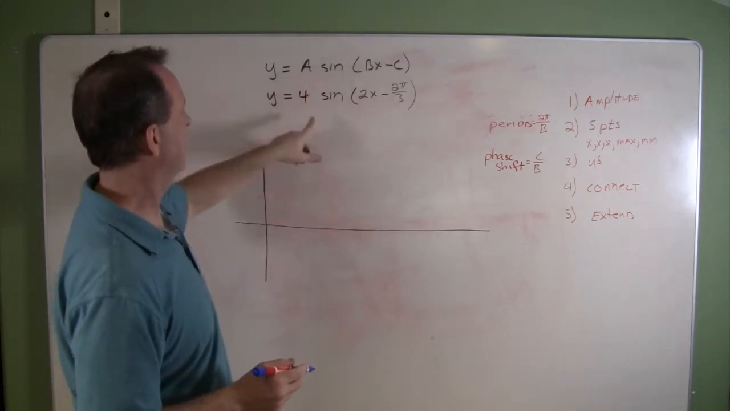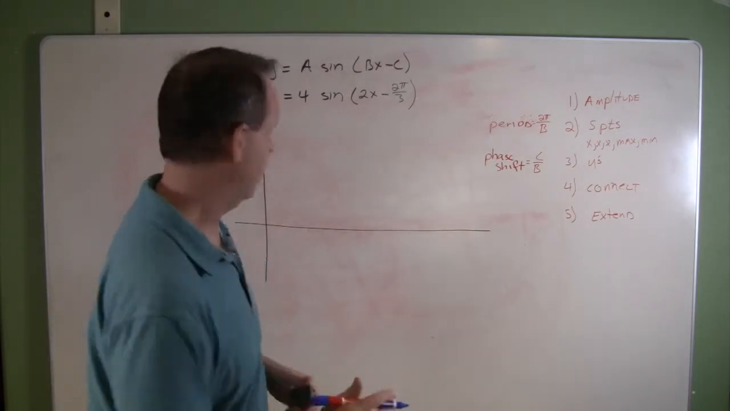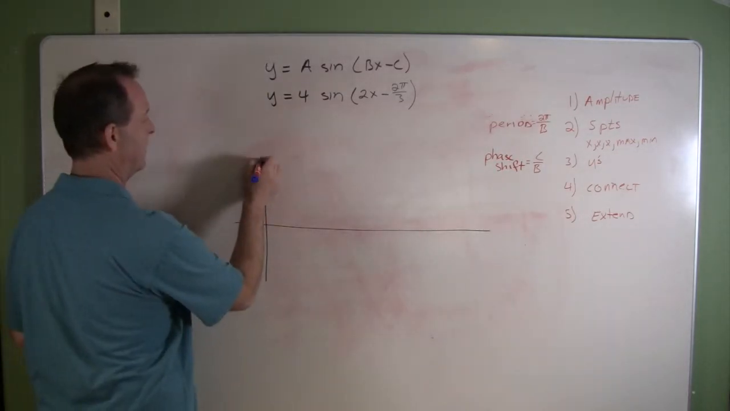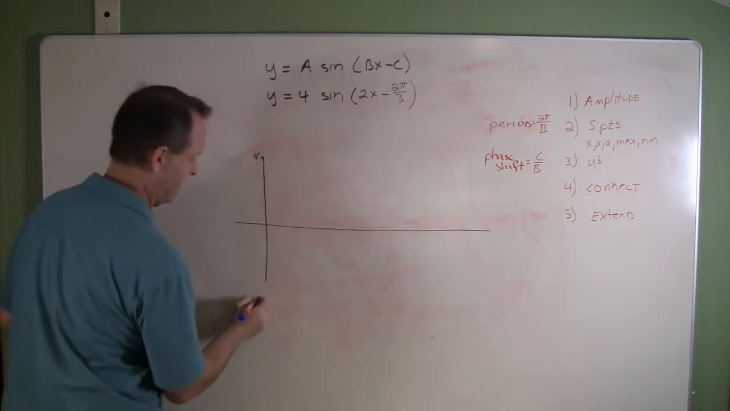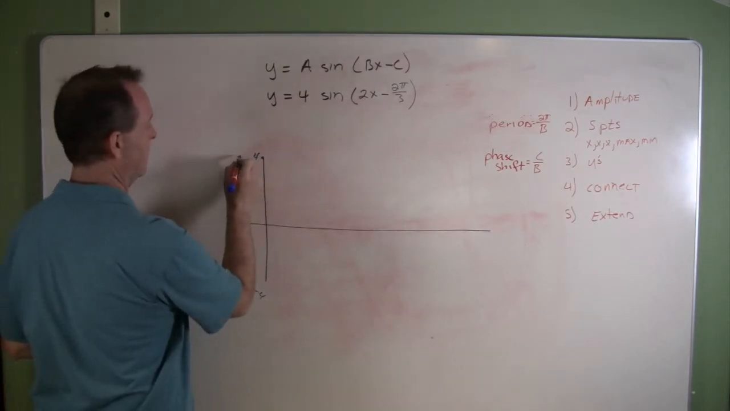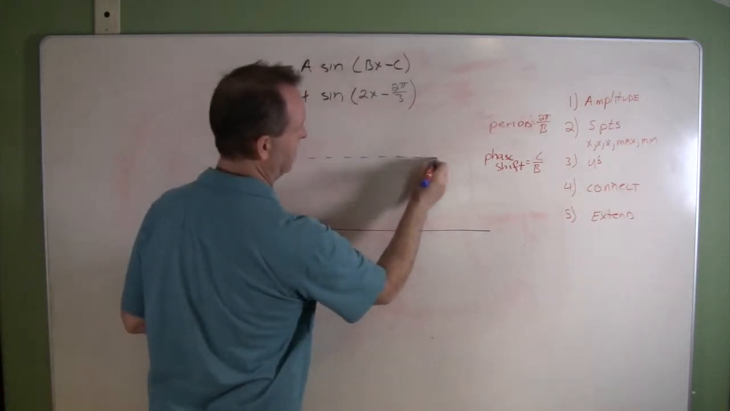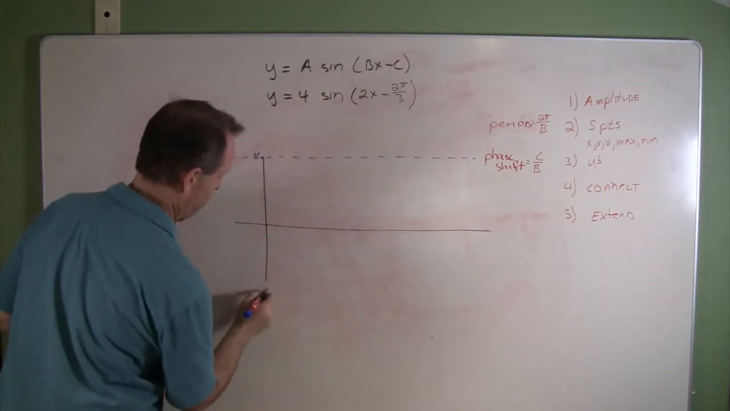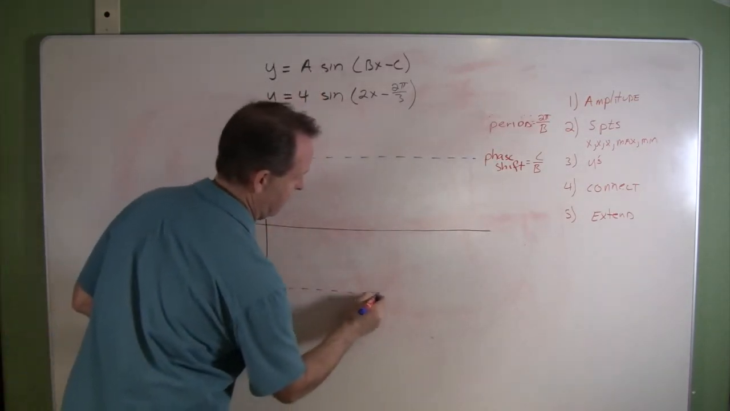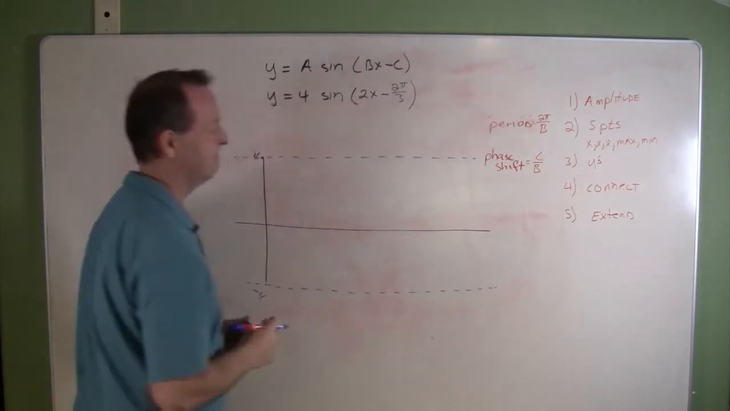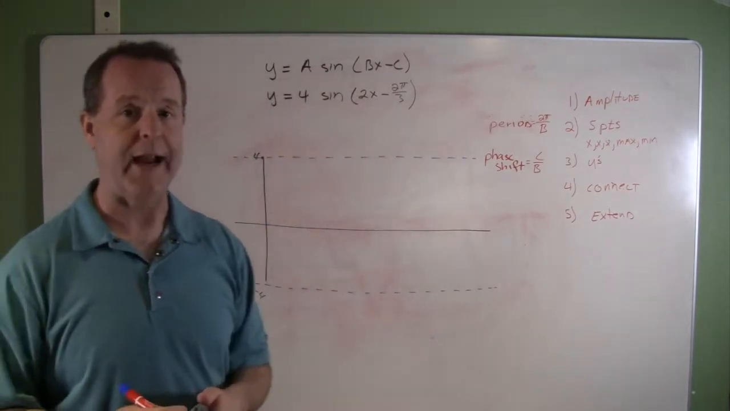First of all, its amplitude. We know its amplitude is 4, so that will help us out on the graph. Let's go and mark 4 at the height and -4 at the low, so we can go ahead and cap it out. So now we have our amplitude.